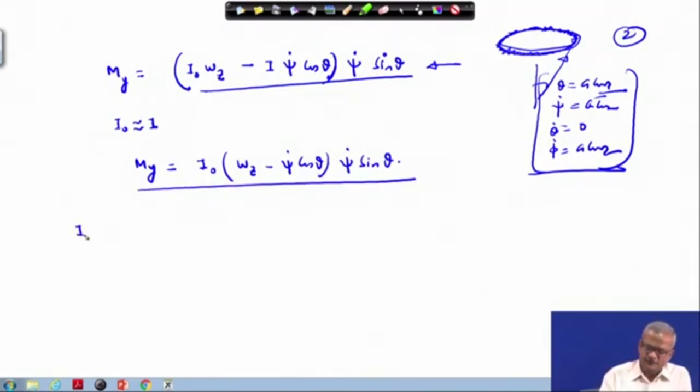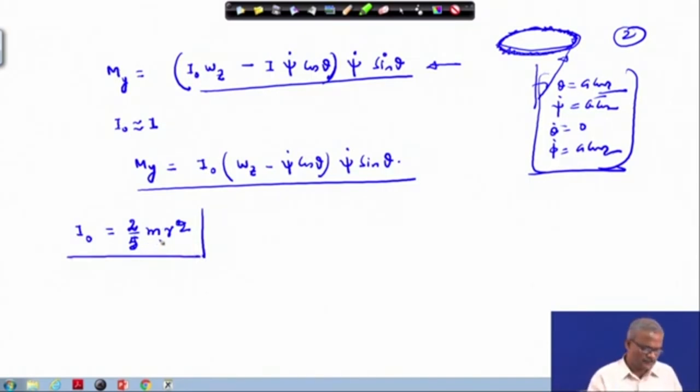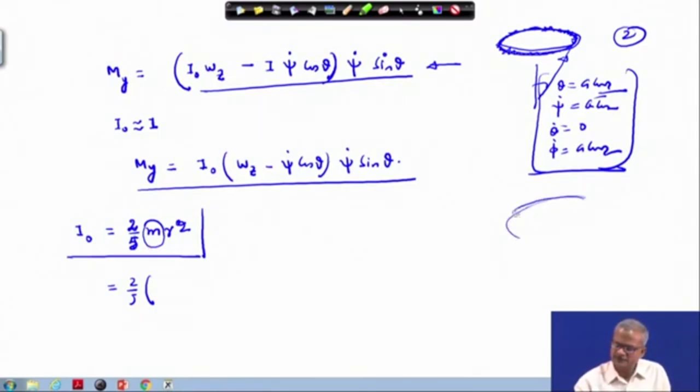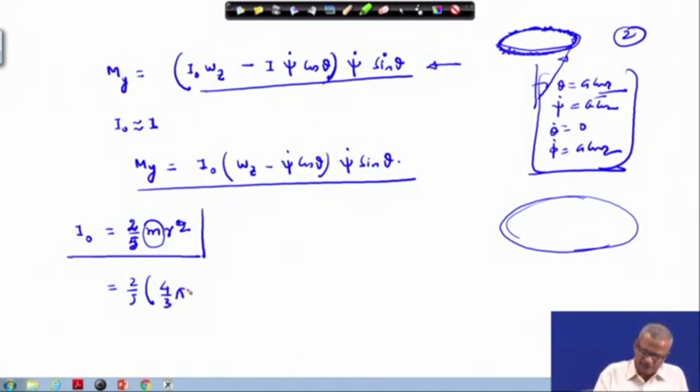Now, these quantities we can compute. I 0 is 2 by 5 times the mass of the earth times r squared, because it is a solid. If it is hollow, then the result will be different; in that case we take 2 by 3. So, we put all these values here. This will be 2 by 5, and m will be, though this is an ellipsoid, still we will assume it to be a sphere and calculate its mass. So, that will be 4 by 3 pi r cubed times rho, the density, and of course r is the radius of the earth.